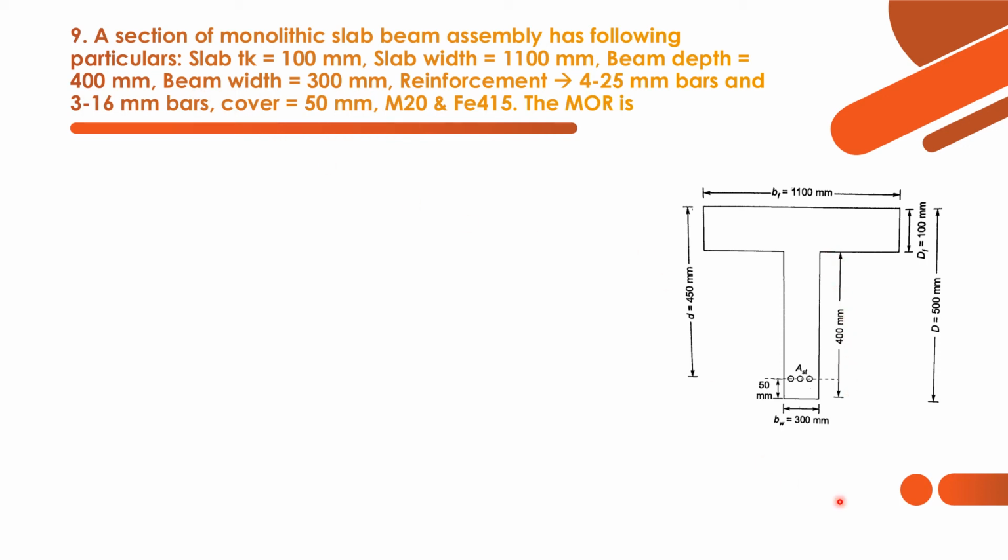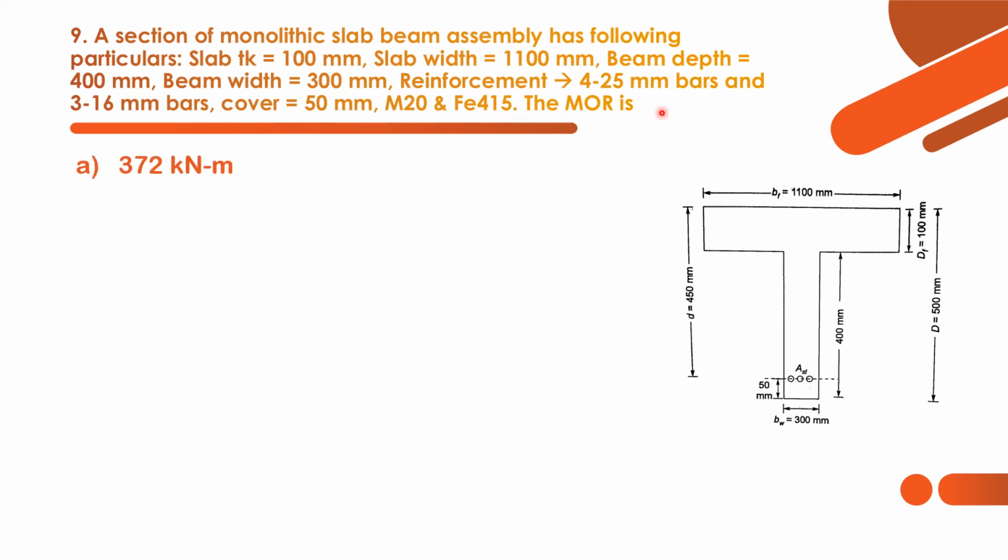Beam width is 300 mm. This is the beam width. The reinforcement is provided as 4 numbers of 25 mm diameter bars and 3 numbers of 16 mm diameter bars. So 2 layers of reinforcement are there. In one layer 4 numbers of 25 mm, in another layer 3 numbers of 16 mm. The cover is given as 50 mm. We have to use M20 concrete grade and Fe415 steel grade.